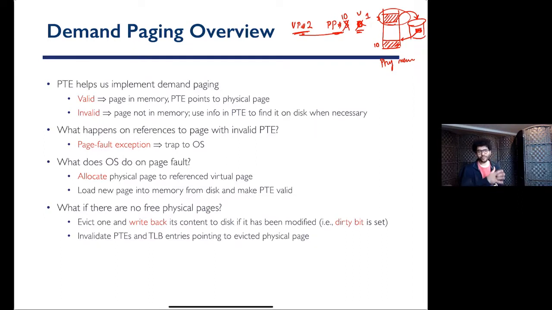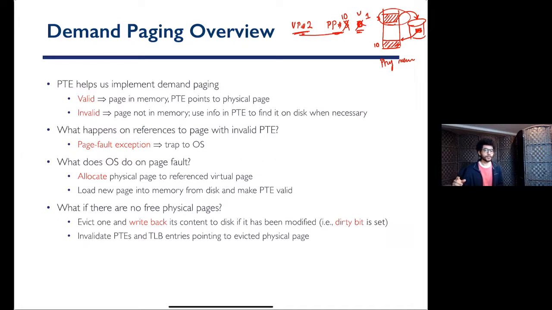But let's say we find that victim page that we want to evict. Now we're going to look at the dirty bit of that page. If the dirty bit is set to 1, it means that the page has been updated. In that case, we cannot just throw it away. We have to write it back to the permanent storage, because if you remember, the memory is going to be a write back cache.